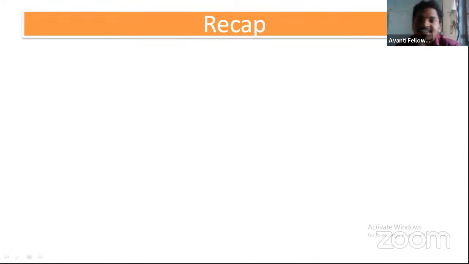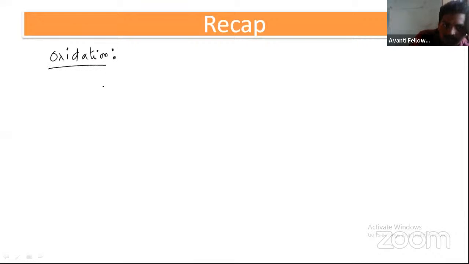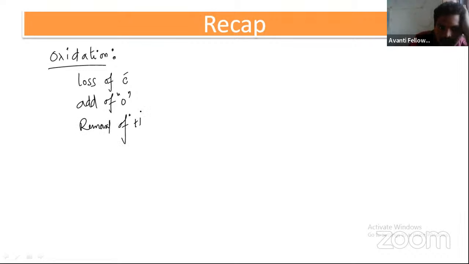It has been a week since we last met. Last week we discussed some of the important points. Today I would like to tell some of the important points like oxidation. Basically, oxidation has a lot of definitions: loss of electrons, addition of oxygen, and removal of hydrogen. Next one is oxidation number.